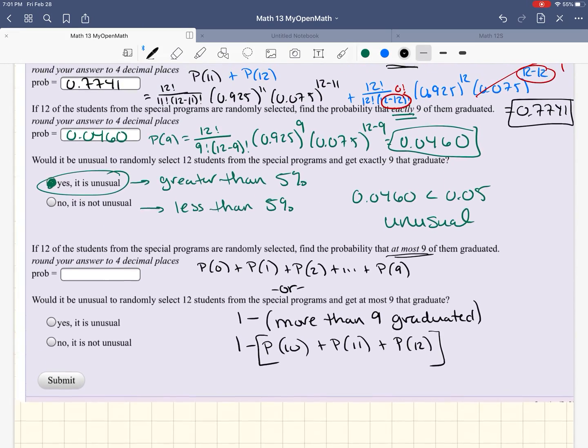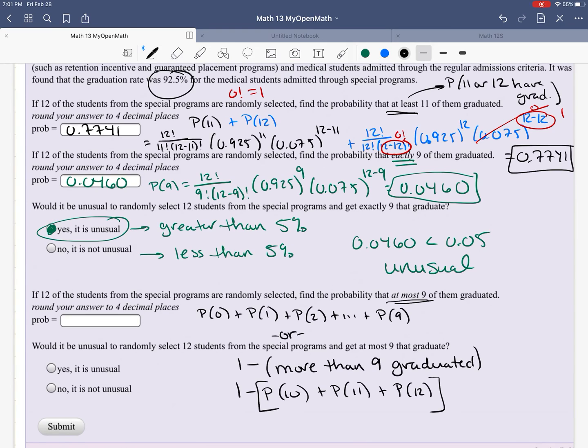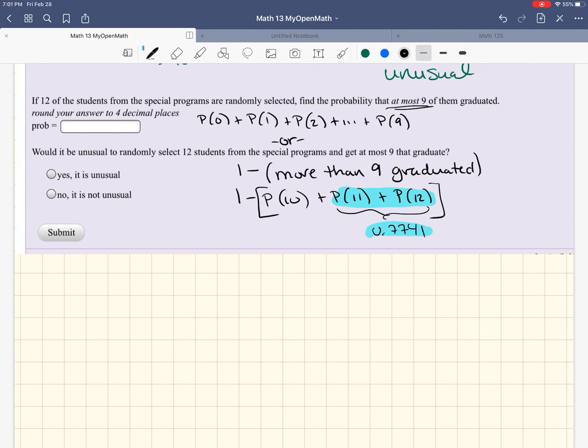So furthermore, we could do each one of those probabilities independently, but you know what? We already did part A. And if you remember part A, if I scroll up, that was the probability that 11 graduated or 12 graduated. Those two are added together. P11 plus P12, we already know, is 0.7741. So let's use that. I'm going to highlight it just so you can see where it comes from. I'll do this in blue. This, P11 plus P12, comes from the first one we did. So we can do all that work again, but we don't need to. The one thing we do need to figure out is P10. So let me go over here and find the probability that 10 graduated.